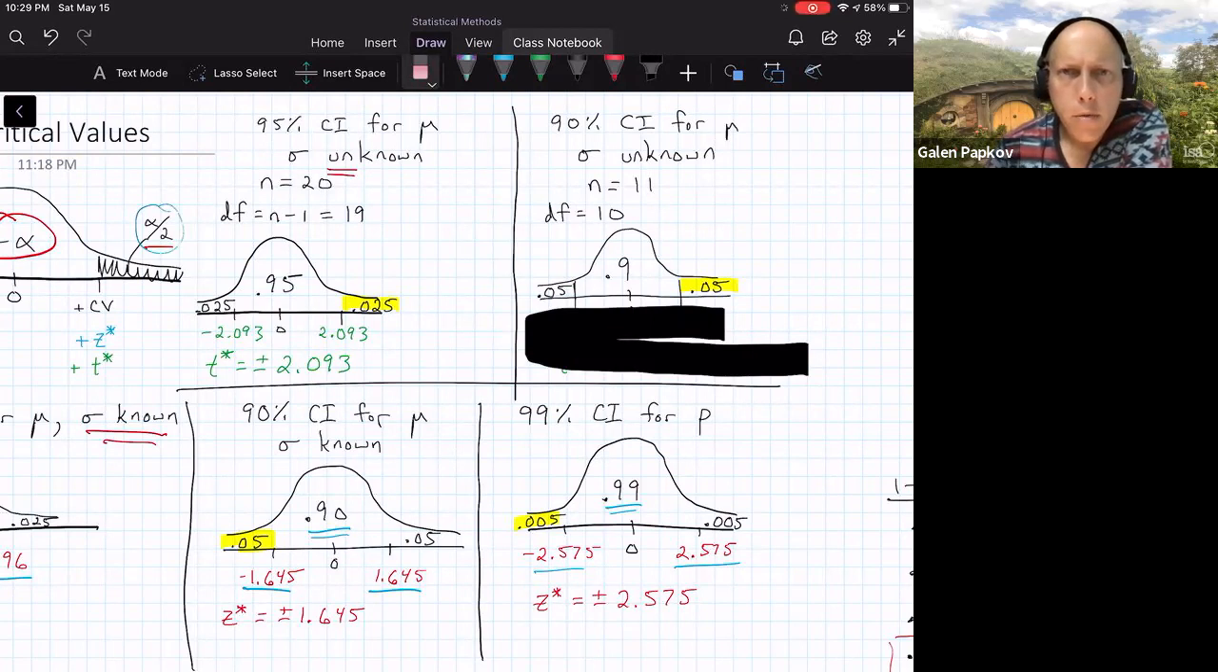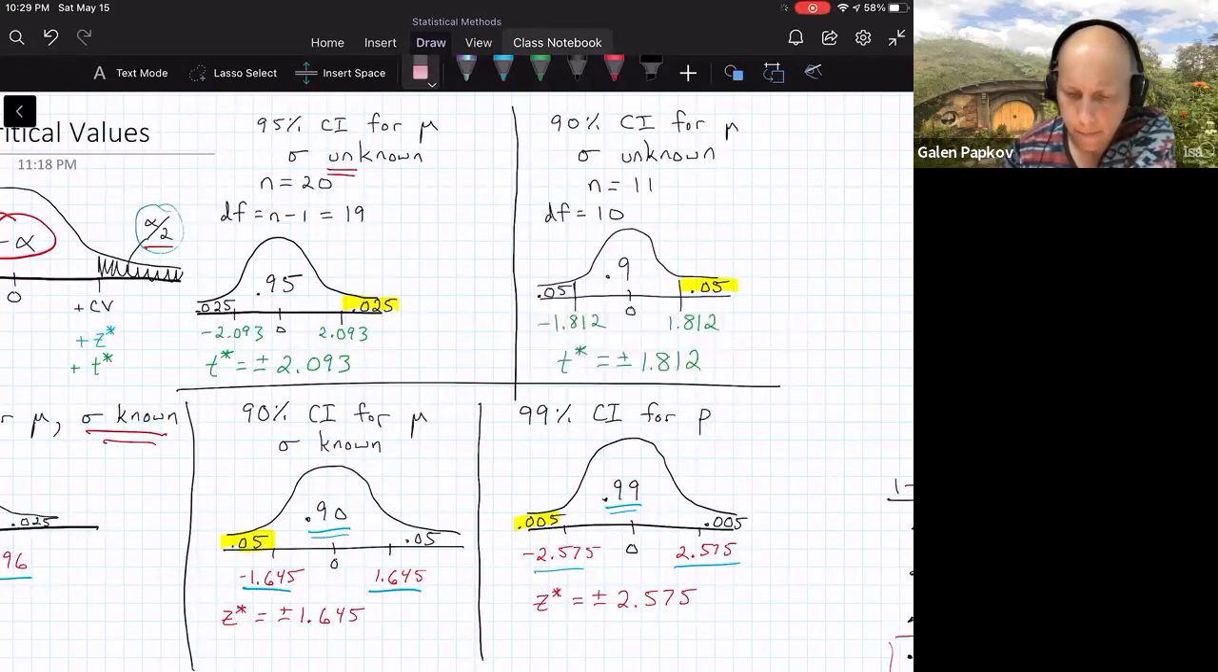So hopefully you're on the right track. Maybe many of you did actually get the value. What you're going to be doing with 90% in the middle, 10% outside, or 5% on one side is you're going to be looking at 0.05 in that column, 10 degrees of freedom row, and you should hopefully find 1.812. And of course, you want the positive and the negative side of that by symmetry. And that would be the critical value that you use.